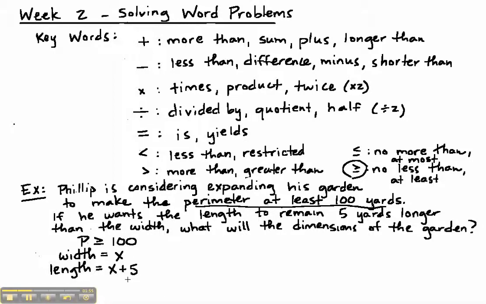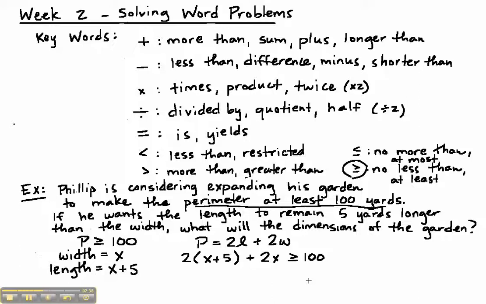And so now we've identified what we're given, what the unknowns are, and so now we can create our equation. We're talking about the perimeter, and we've already seen the equation for perimeter, which is 2 times the length plus 2 times the width. And we want the perimeter to be greater than or equal to 100. So we're going to say 2 times the length, which is x plus 5, plus 2 times the width, which is x, needs to be greater than or equal to 100.